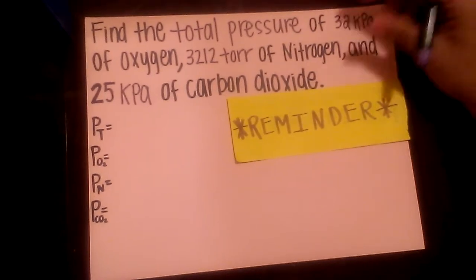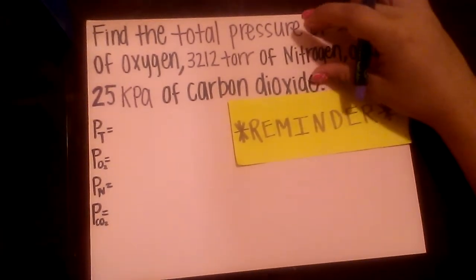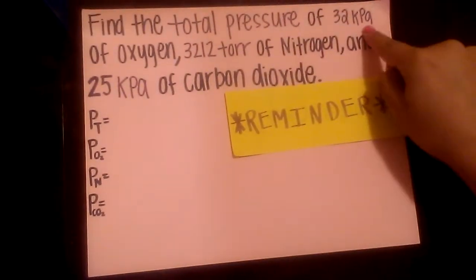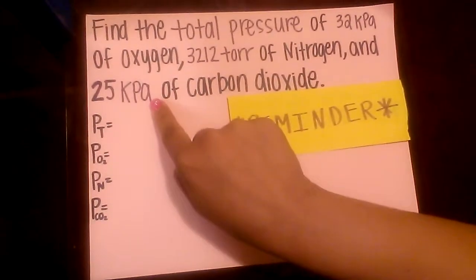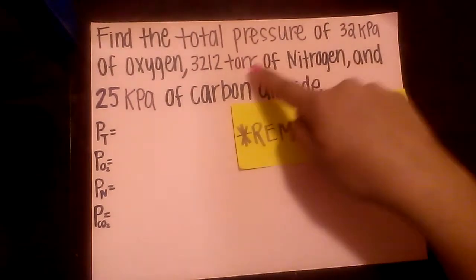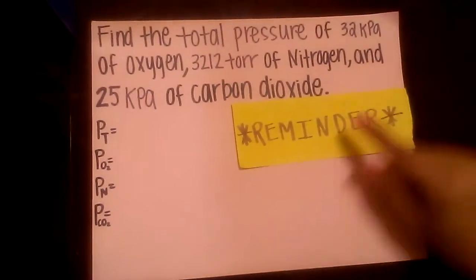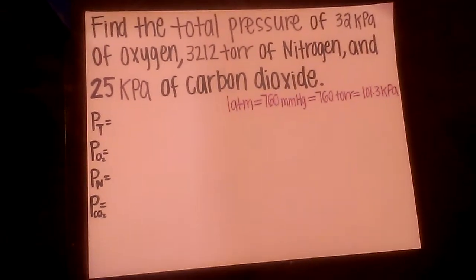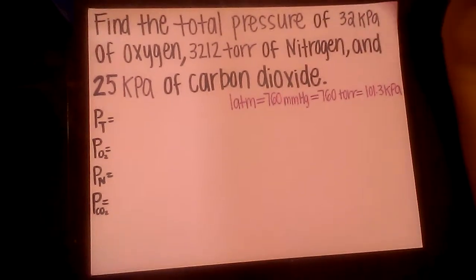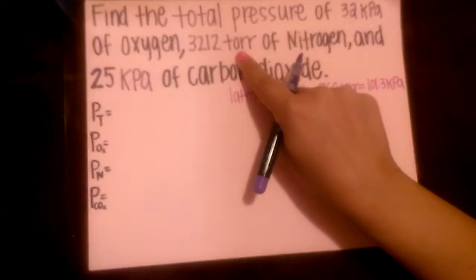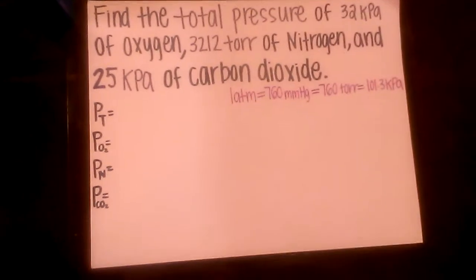So if it asks you for the total pressure of all of these, before you start adding, you might want to take a look at the units and see if they're equal. And in our problem, they don't. We have 2 kPa's and 1 torr. So our quick reminder here is what this equals. And then we're going to go ahead and convert torr into kPa. That way we can add.